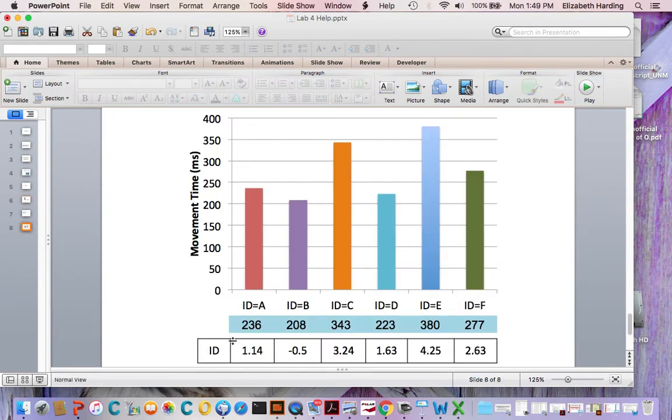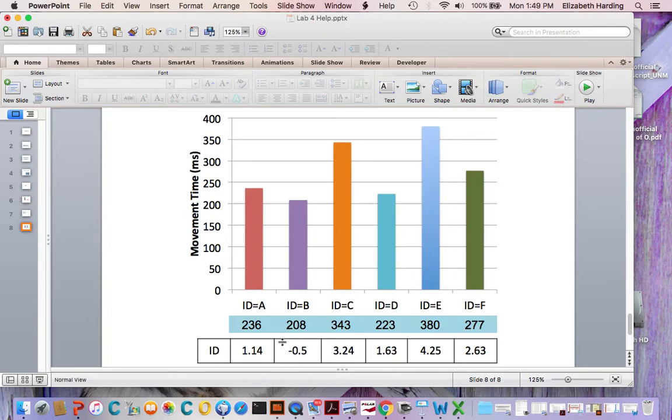And going back to my table, it was 1.14 for A. I'm not asking you to calculate the index of difficulty, so please don't get hung up on these values here. I just did it because I wanted to show you that Fitts' law, for the sake of our class, actually did a very good job of predicting movement time. As the index of difficulty increased, so did our movement times.